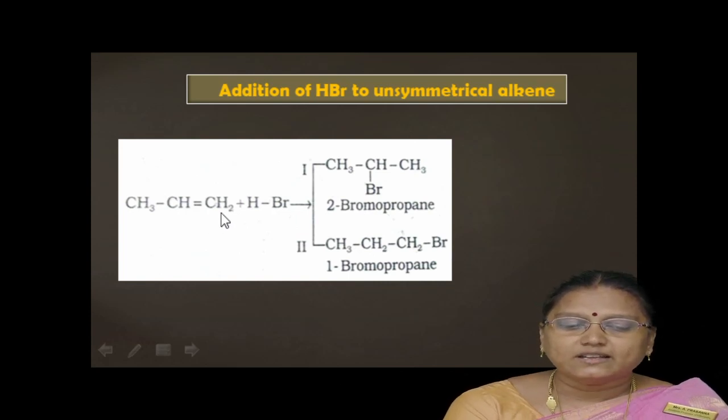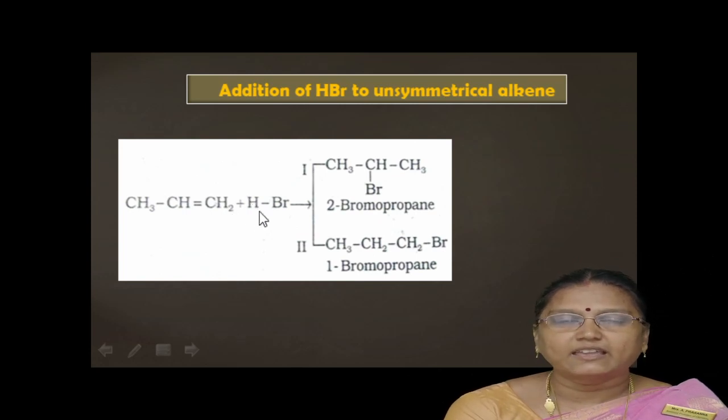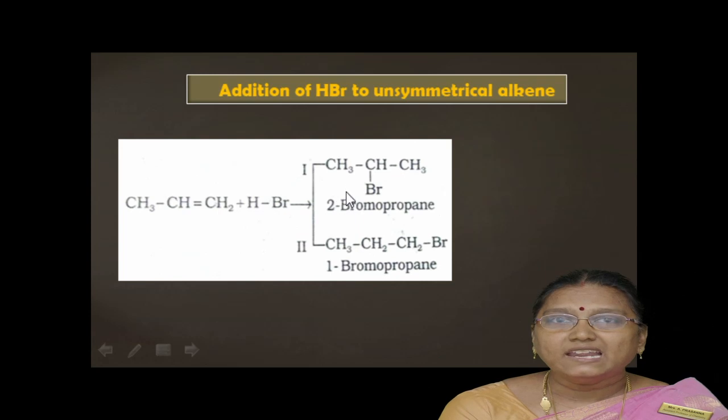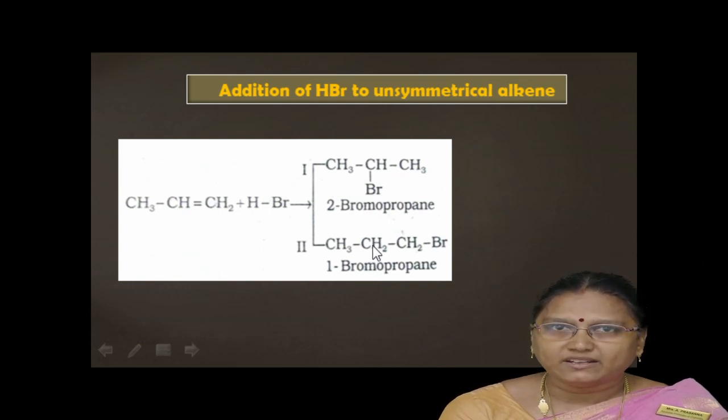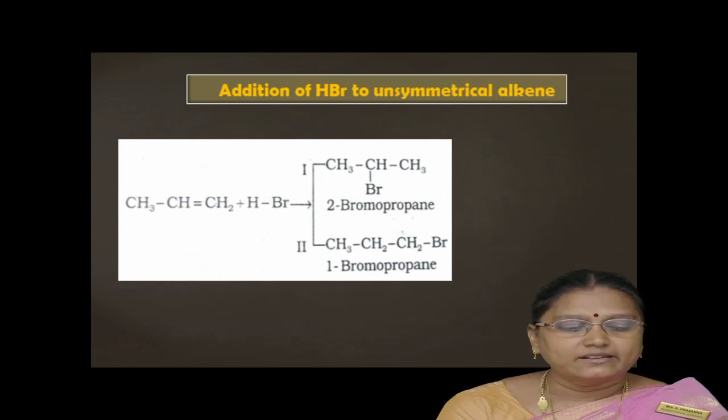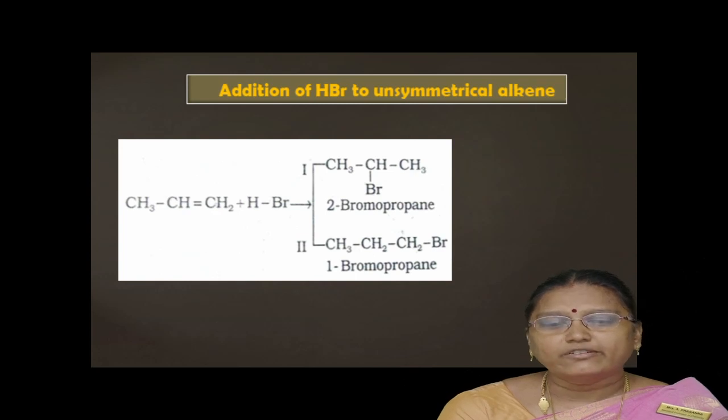Okay, so this addition of HBr to unsymmetrical alkene like propene leads to the formation of two products: product 1, that is 2-bromopropane, and product 2, 1-bromopropane. Among these two, one is formed predominantly, and this predominant product is decided by this Markovnikov rule.